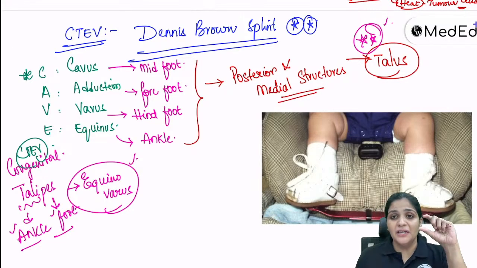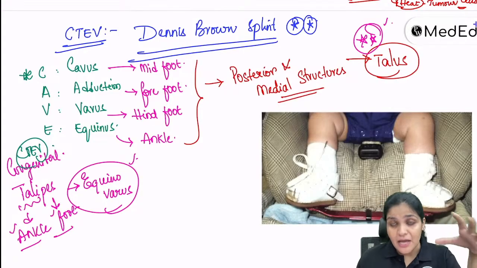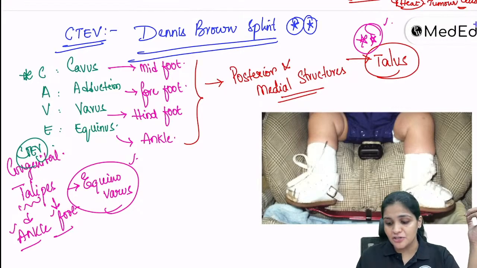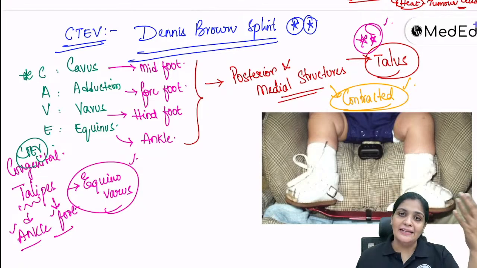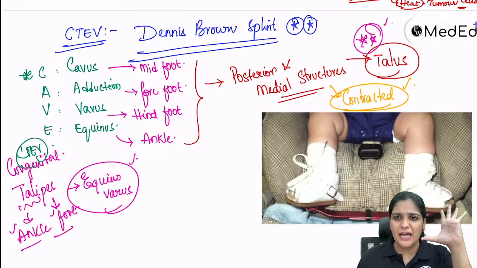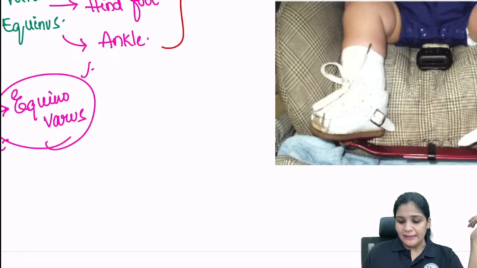So he will not be in his position. Because he is not in his position, the calcaneum gets affected. Because the calcaneum gets affected, all the ligaments on the posterior and medial structures get contracted. Because of those contractures, they develop equinus and go into varus. So that is actually the story of your CTEV. That is a deformity which is identified at birth.